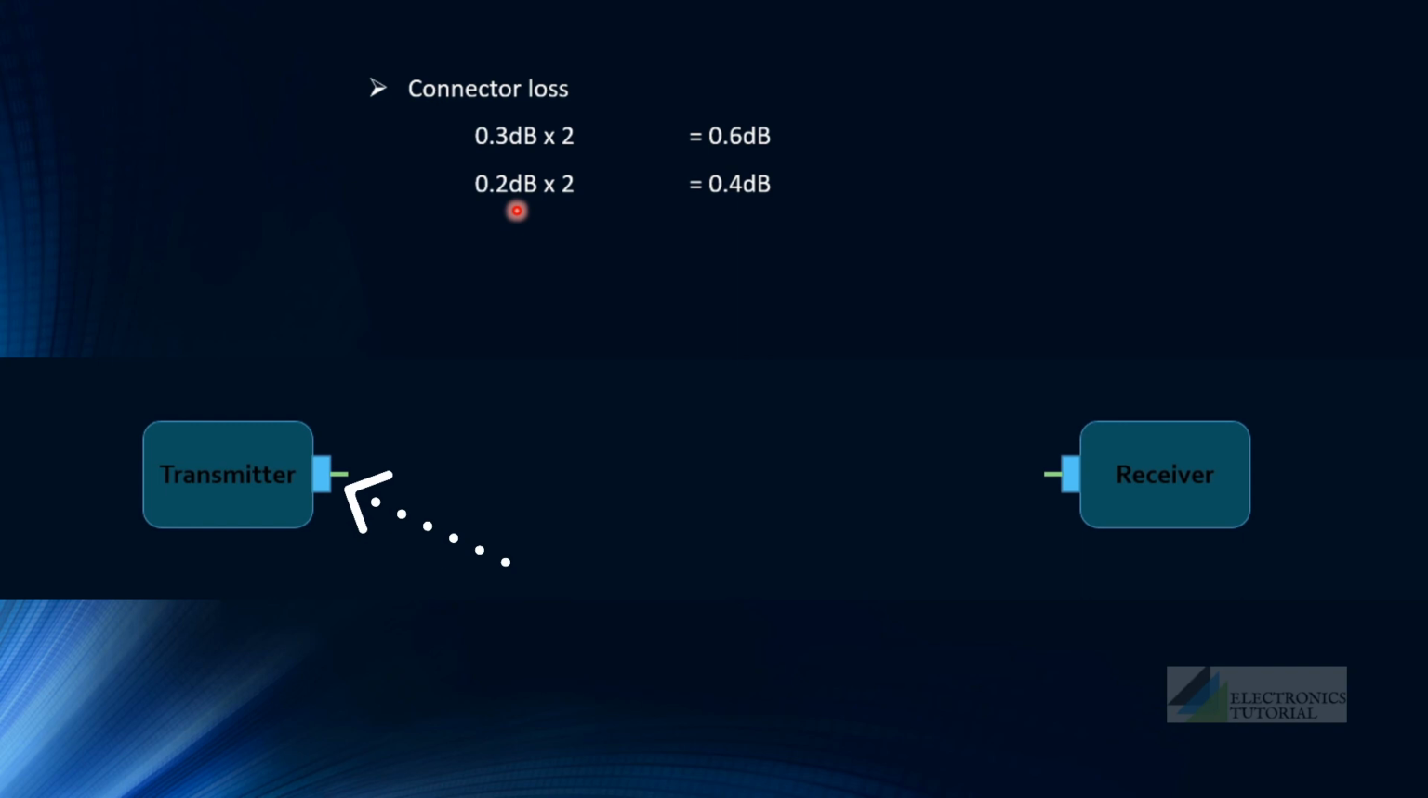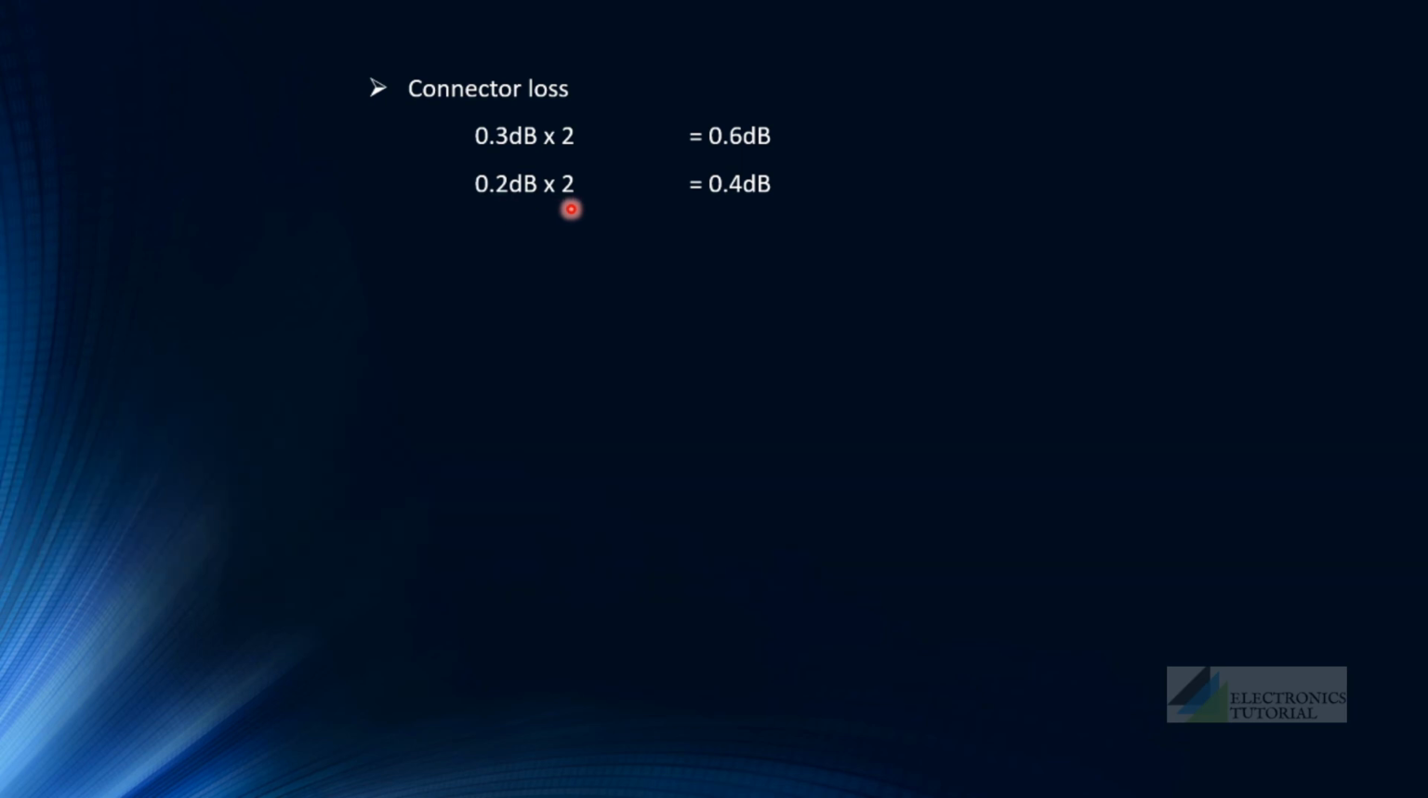First, we are considering the connector loss. The connector next to the transmitter was having an attenuation of 0.2 dB. Another one was near the receiver. So we'll be calculating it as 0.2 dB into 2, that is equal to 0.4 dB. Now the patch panel used is also considered as a connector. Two such patch panels were used, so 0.3 dB into 2, that is equal to 0.6 dB. So the total connector loss will be 1 dB.